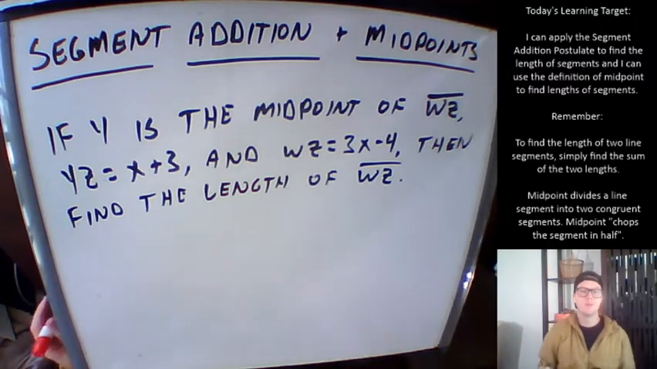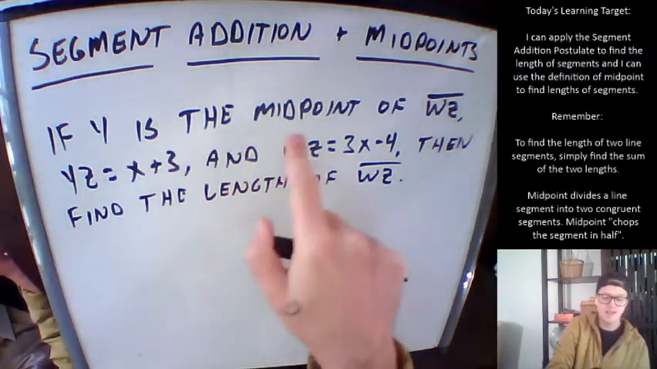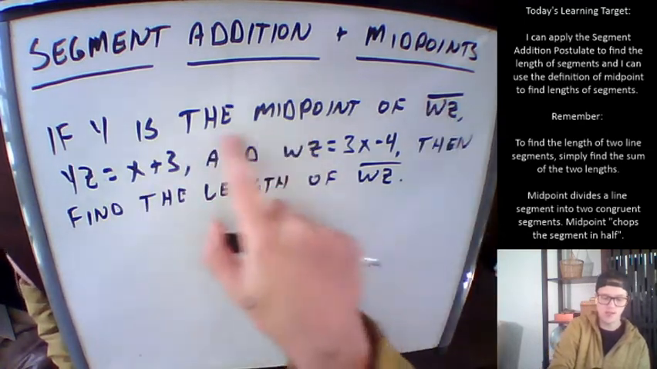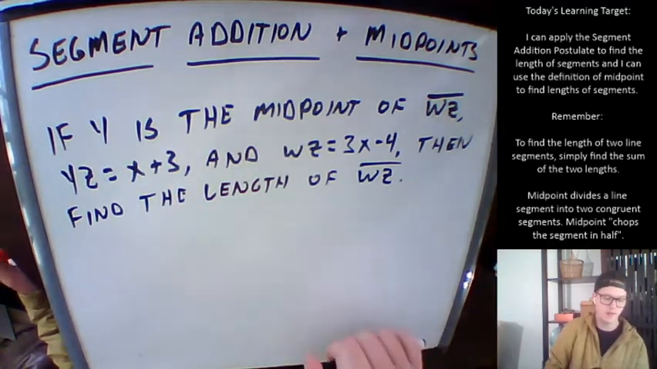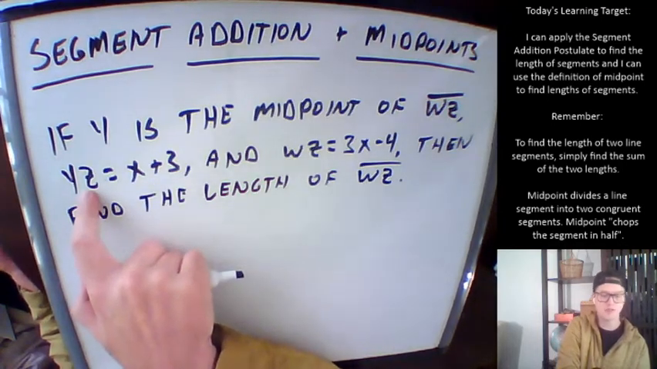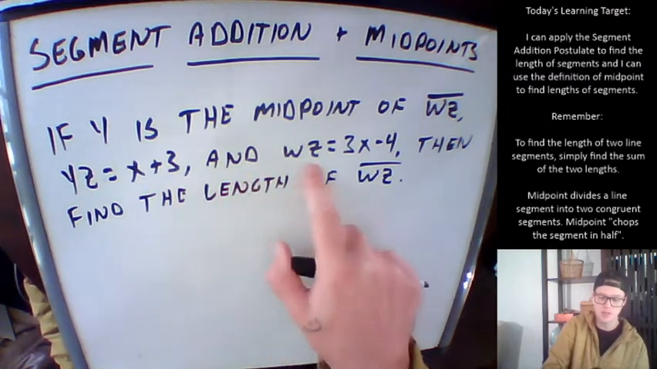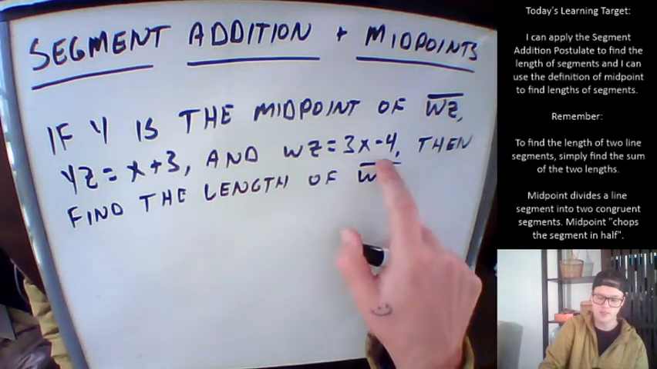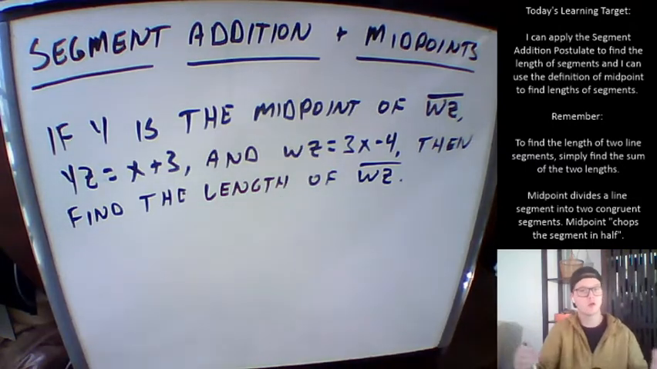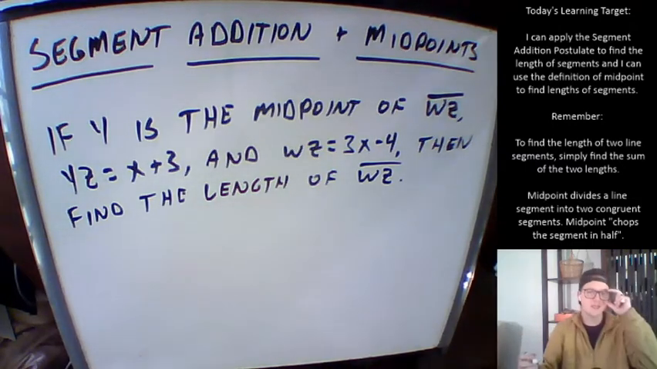Okay, let's do an example. This example says if Y is the midpoint of WZ, so we have some line segment WZ and Y is right in the middle, chopping it right in half. We know that YZ equals x plus 3. When you see letters like this, that means the length of segment YZ is x plus 3. The length of WZ is 3x minus 4, then find the length of WZ. All right, this is confusing. There's words, there's a lot of letters, there's a lot of things happening here.